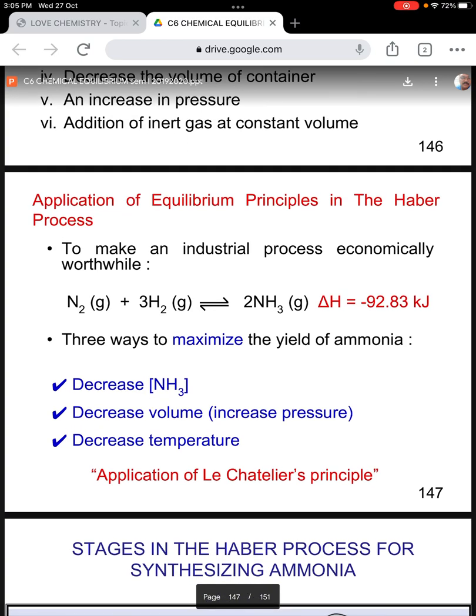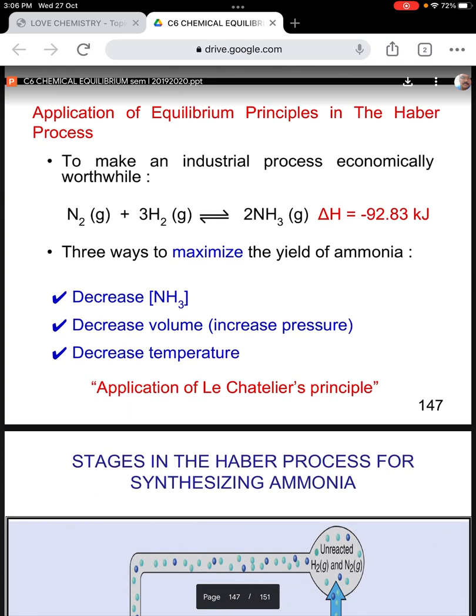Okay, applications of equilibrium principle in the Haber process to make an industrial process economically worthwhile. Nitrogen gas plus hydrogen gas to produce ammonia gas. There are 3 ways to maximize the yield or production of ammonia. First, you decrease the ammonia. Second, you decrease the volume or increase the pressure. Third, you decrease the temperature. By doing these 3 ways, you can increase the production of ammonia. That is based on Le Chatelier's principle.